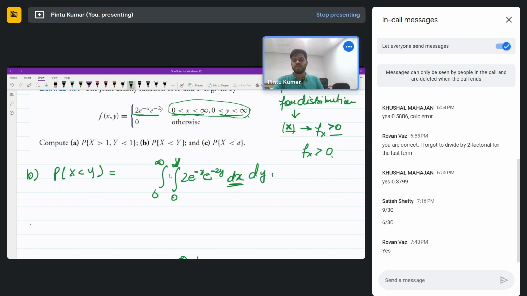Okay. For the C part, it is the probability that your x is less than a. So y would be 0 to infinity, and your x would be from 0 to a. Again 2 e to the power minus x e to the power minus 2y, dx first, and then dy.